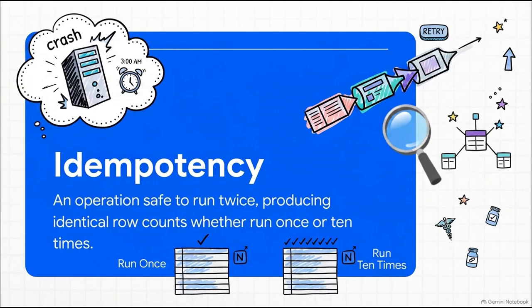Let's say your pipeline crashes at 3 a.m. because a server blips mid-write. Can your task scheduler just run it again without duplicating thousands of rows? If your load script produces identical row counts whether you run it once or you run it 10 times, congratulations. Your pipeline is idempotent. It is the ultimate safety net.